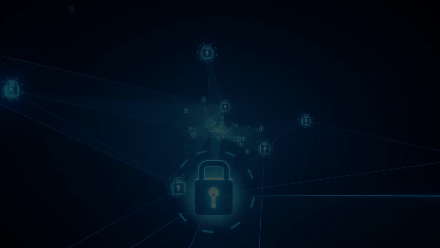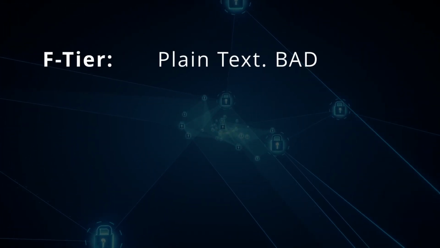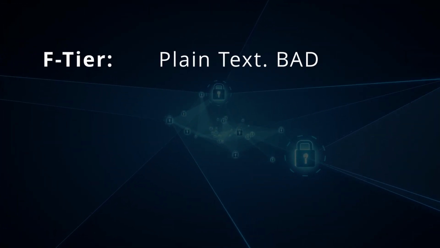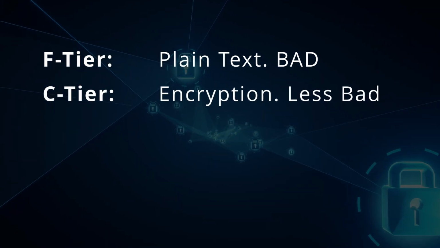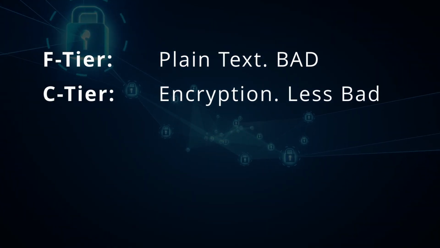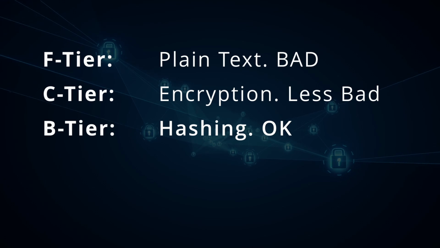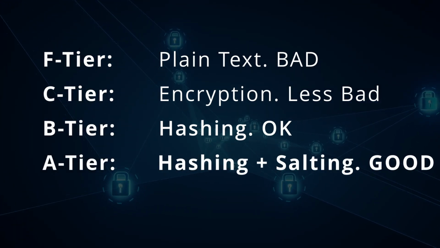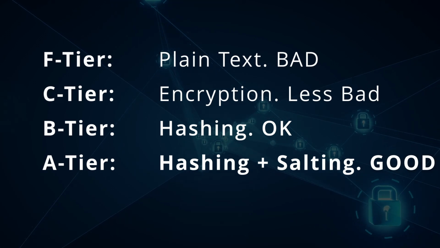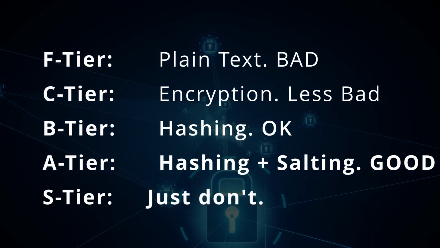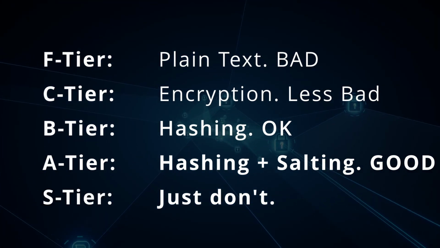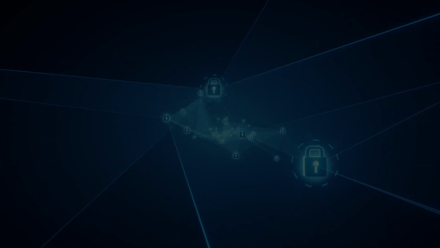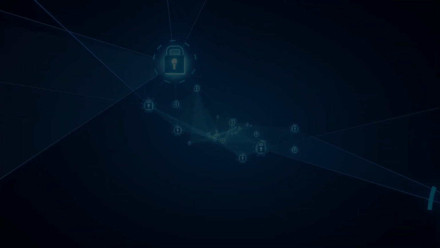So a quick recap: F tier, plain text passwords, just don't, please. C tier, encryption, slightly less embarrassing but still a big no. B tier, hashing, good, but rainbow tables can ruin it. A tier, add salt, hash, and compare, great. And S tier, offload the problem to Mr. Billionaire. Now let's move on to implementing A tier security in VBA and make your password storage.